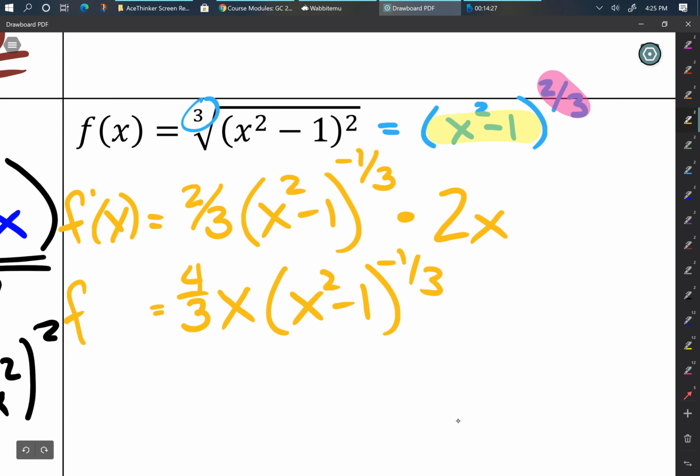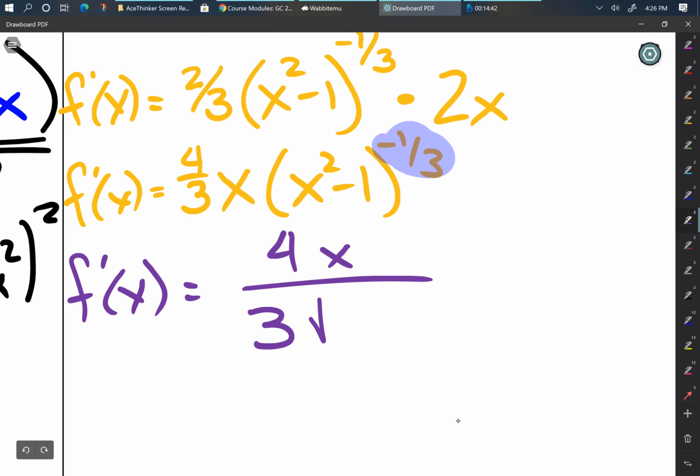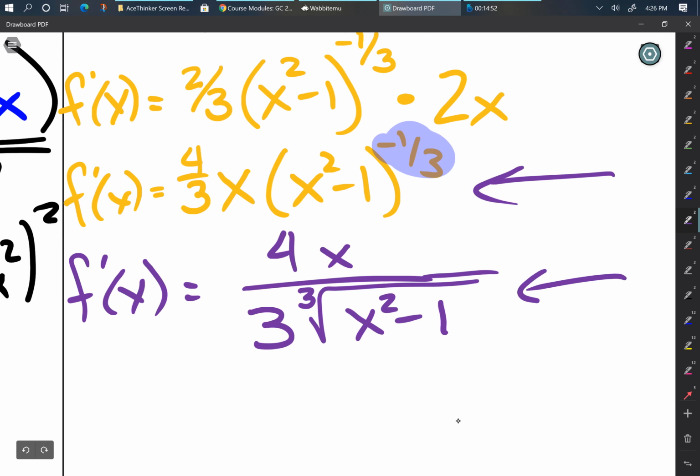Now, if for whatever reason the direction said that negative exponents were no good, or that the answer should not contain negative exponents, I would just rewrite that as 4x over 3 times the cube root of x squared minus 1. Okay? So either of these, this one or that one, just depends on what the directions say. If the directions make no mention of negative exponents being a bad thing, go for it. Leave it as a negative exponent. If they say no negative exponents, put it in the denominator.